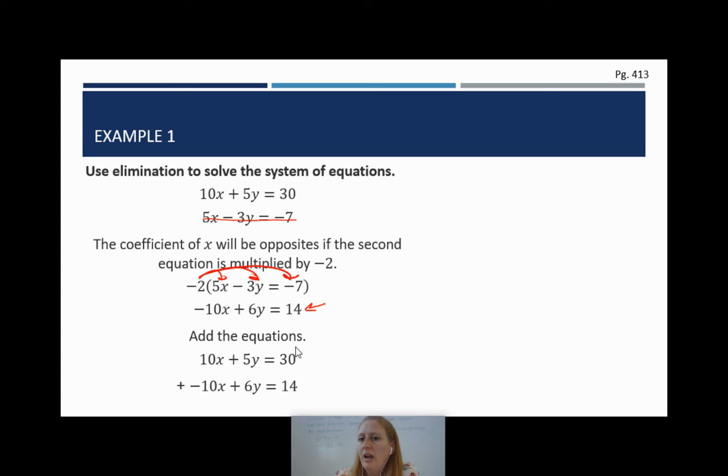And at this point, I think you can figure out the rest of this. So go ahead and hit pause, work out the rest of this, and then hit play when you're ready to check your work.